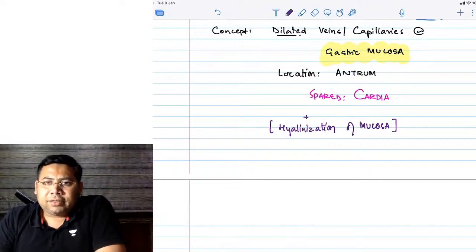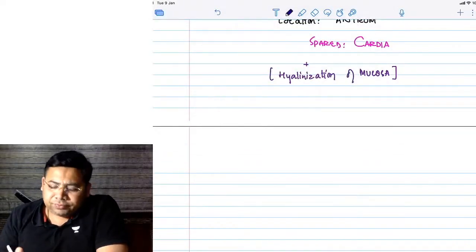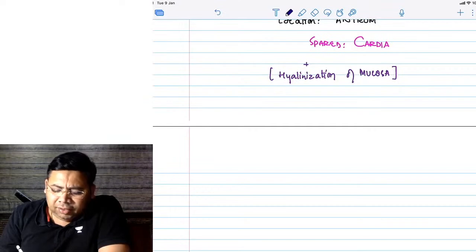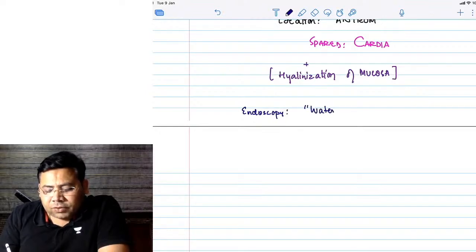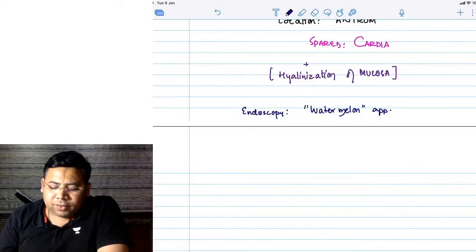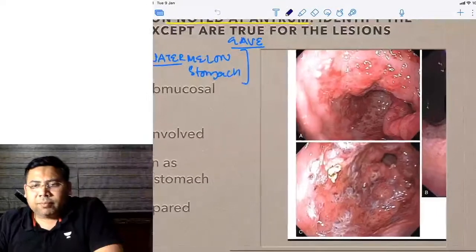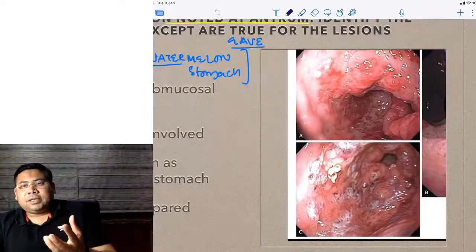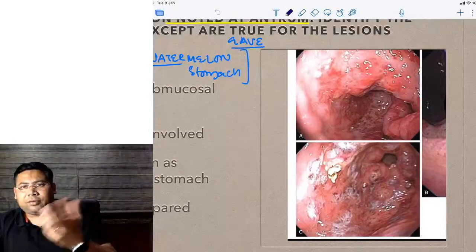Let us try to understand. So always remember dilated veins and capillaries. It is a female predominant condition. What is the classical appearance on endoscopy? On endoscopy, you get to see a watermelon-like appearance, and that is why it is known as watermelon stomach. If you see the cut surface of the watermelon, it classically mimics GAVE. Is that clear? This is the red fleshy, irregular surface.